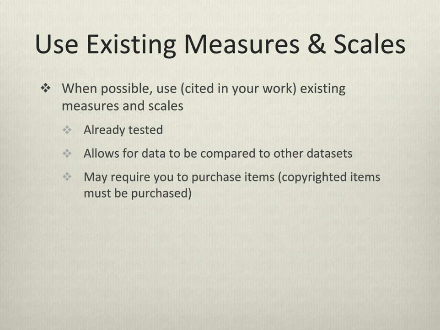If you're going to be measuring something that's been measured before, using existing measures and scales and citing them is best practice. This is part of why you want to do the literature review early. If someone's already measured something well, why not emulate their findings?